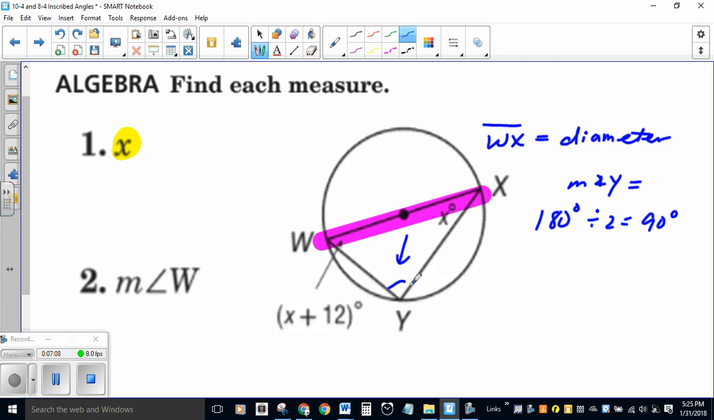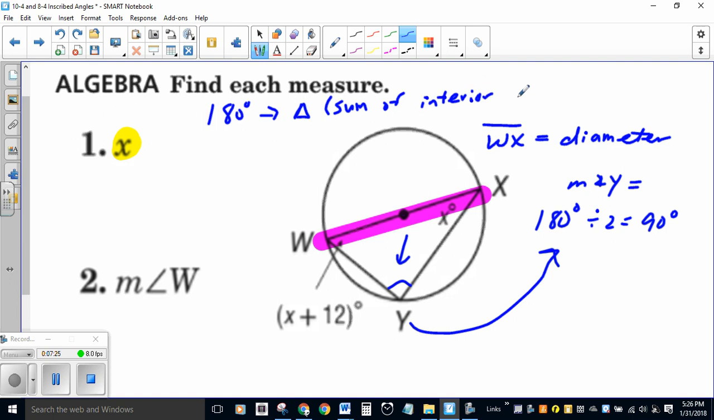So that's going to be at angle Y. So angle Y is 90 degrees. Okay, now, because there's 180 degrees in a triangle, that's the sum of the interior angles, the angles inside the triangle, then that means if I take 180 degrees and I subtract 90, then that leaves me 90 degrees for the other two angles.